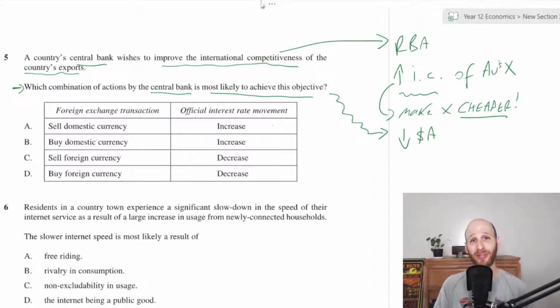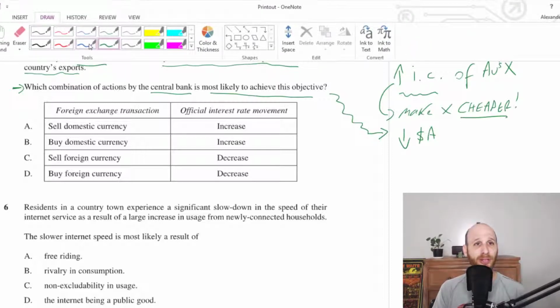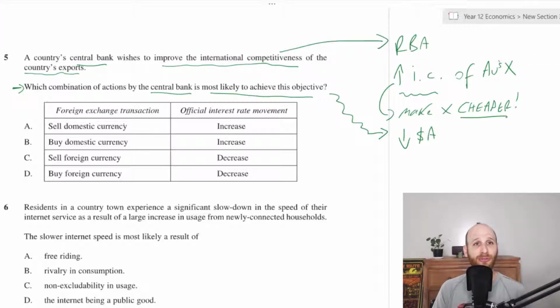value of the dollar. So let's just flip colored pens for a second, do a bit of silver here. So I've got foreign exchange transactions. I got foreign exchange transactions and official interest rate movements. Now, to me, this is the easiest one because I know that if the RBA wishes to reduce the value of the dollar, it will try and decrease official interest rates. So I can just immediately discard A and B because I want this or I want this.